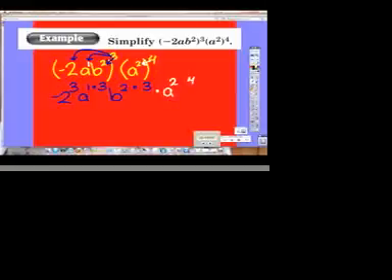1 times 3 is 3, so that'd be a to the 3rd. 2 times 3 is 6, that'd be b to the 6th. Over here we've got another a. A to the 2 times 4 is 8. Okay, let's get more organized. So let's put the a's together.